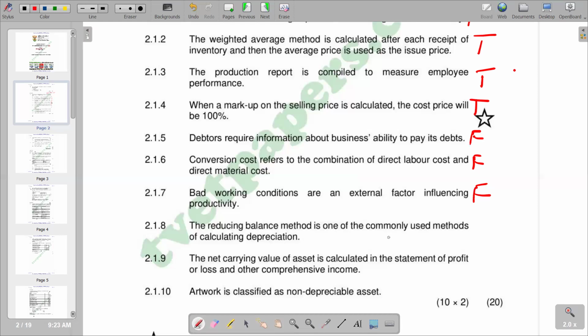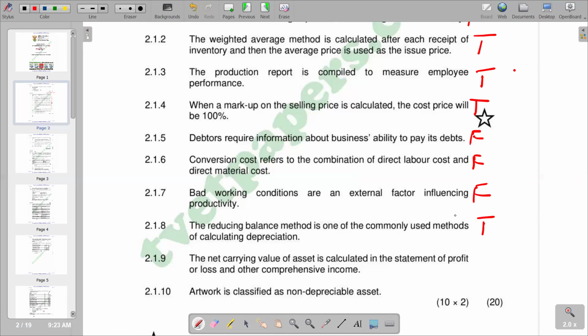The reducing balance method is one of the commonly used methods of calculating depreciation. It's true. Remember, we have two main methods to calculate depreciation. That is the reducing balance method, which can also be called the diminishing balance method or the carrying value method, meaning the same thing. And the other one is the straight line method, which we can also call the cost method. Those are the two main methods, although we have other methods that we can use.